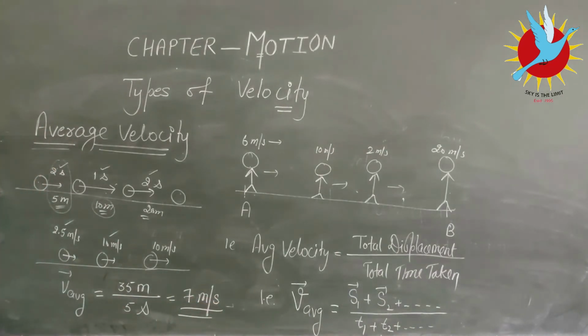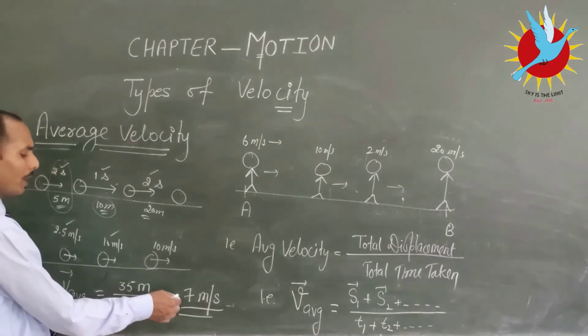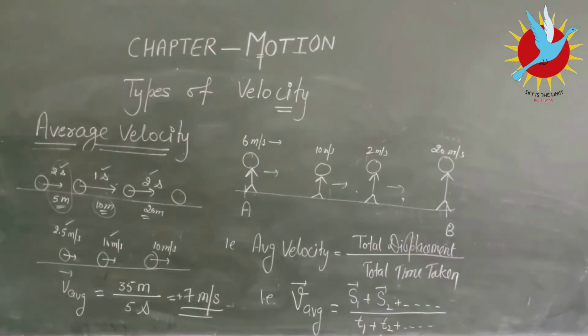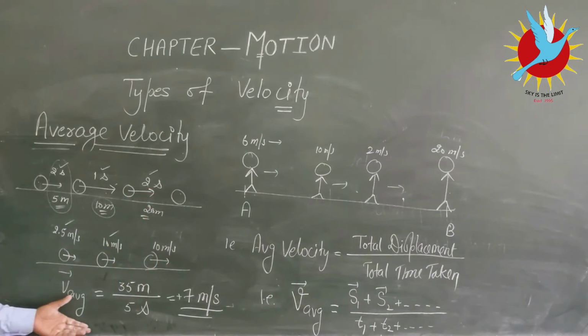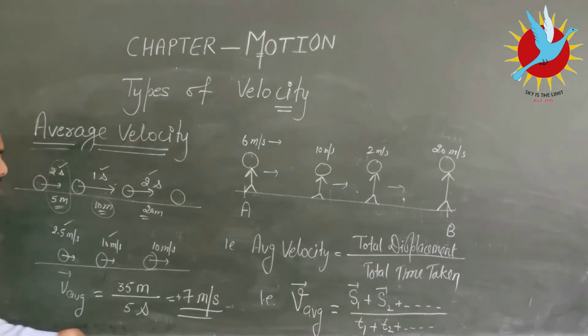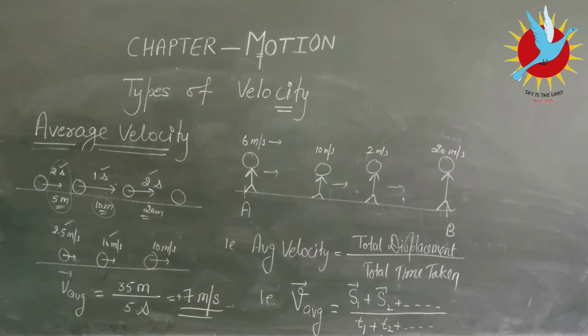Okay, if you want to show direction, then take its direction along east, and if direction is not given, then it is positive. Positive means along the x-axis. So this is the way to calculate the average velocity.